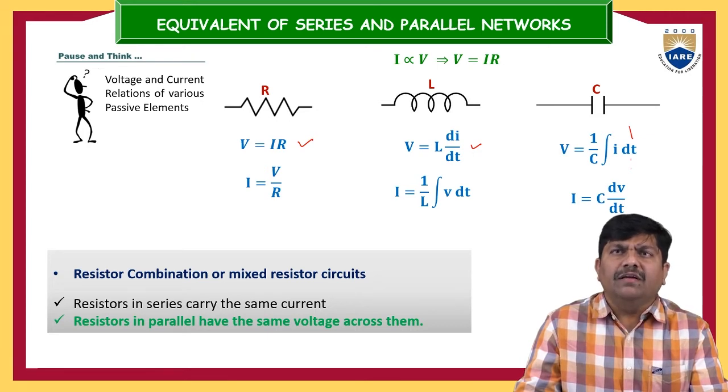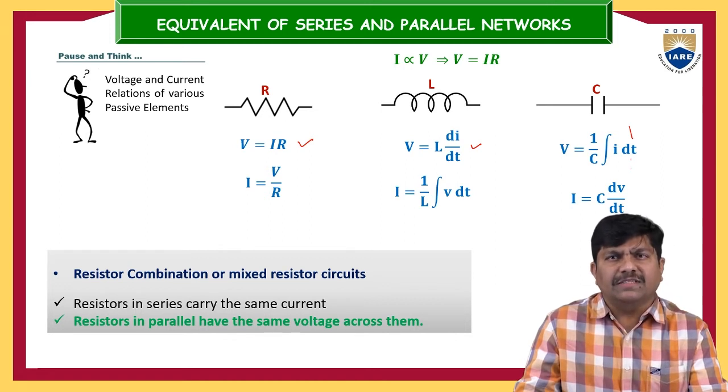Before proceeding to series and parallel networks, as we discussed in our previous video lectures, resistors, inductors or capacitors in series carry the same current. As long as the elements are connected in series, the current is the same. Similarly, resistors, inductors or capacitors connected in parallel have the same voltage across them. As long as the elements are connected in parallel, the voltage is the same. With the help of these basic thumb rules, we can simplify our total analysis further.